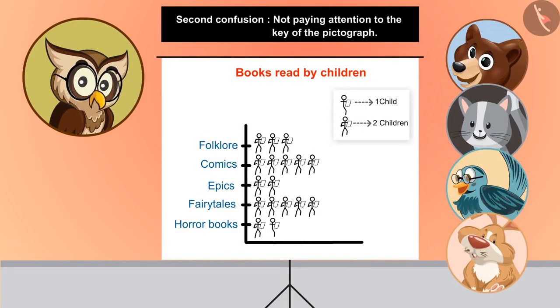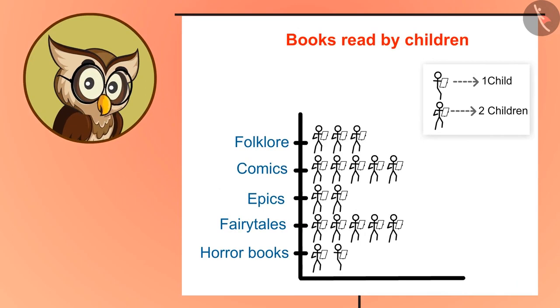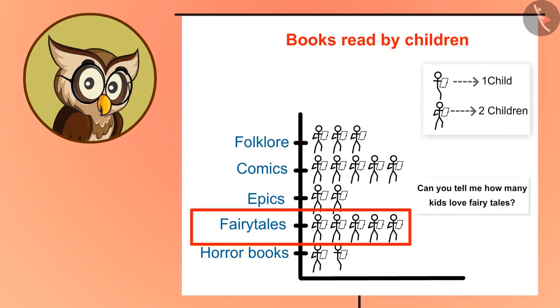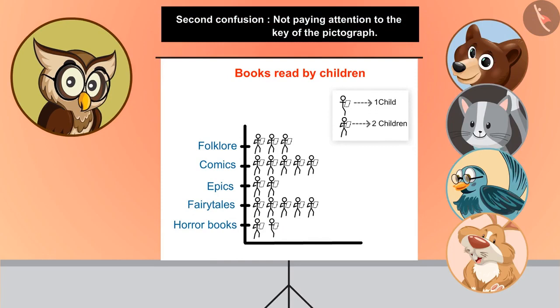Sometimes it has also been seen that while looking for answers from the pictograph, children do not pay attention to the key given on it. In this pictograph, we are showing a relation between the children's books and the number of kids who like them. By looking at the pictograph, can you tell me how many kids love fairy tales? 5. Let me say 10. Chi Chi has rightly answered this question.